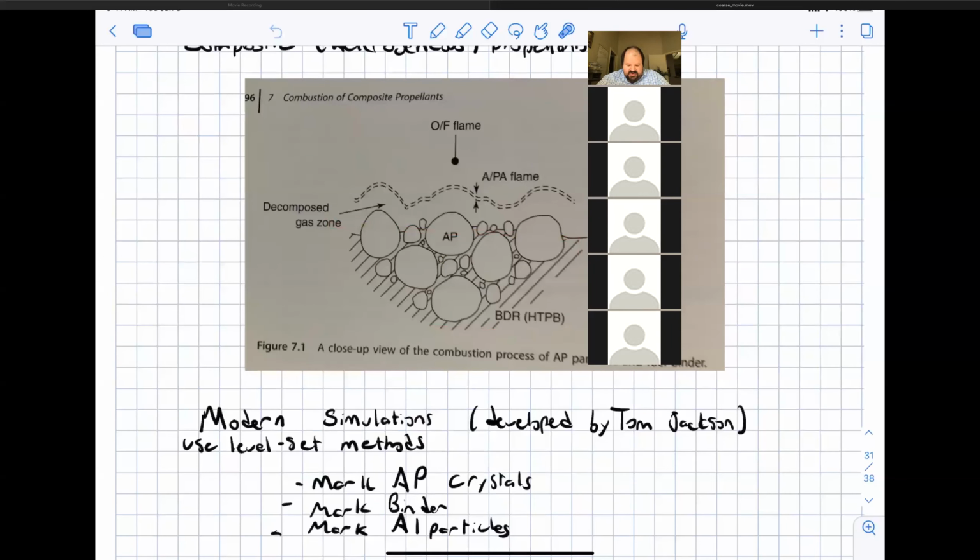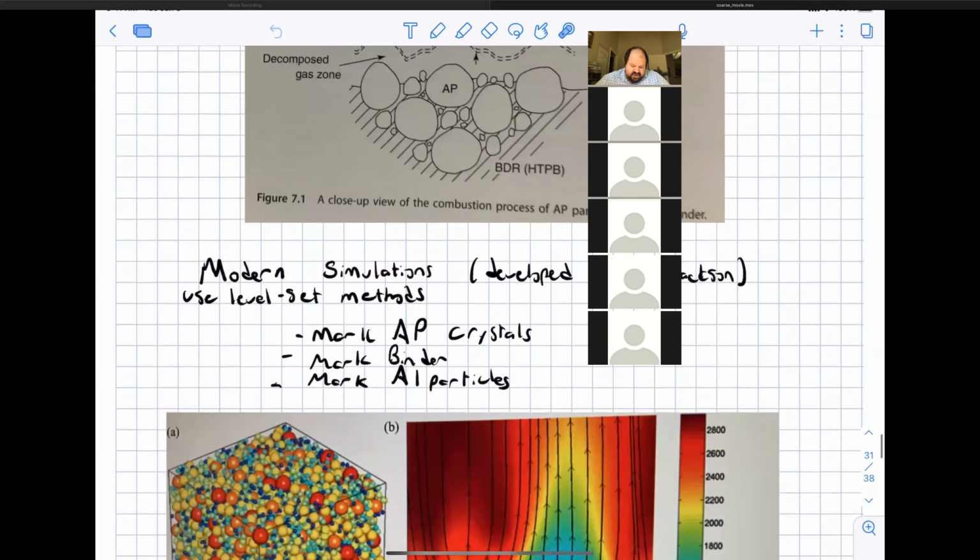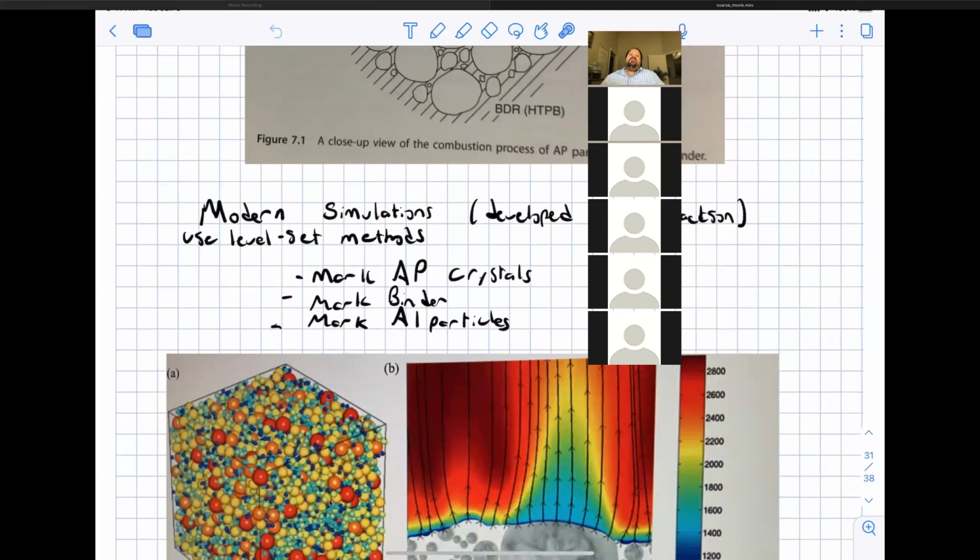But to predict how fast the flame burns and everything like that, you need to consider the structure of the propellant itself, where that was a non-issue for a homogeneous propellant because there was no structure. So for heterogeneous propellant, we need to consider all of this structure. And because of that, you often need to go to a computer to be able to solve these.